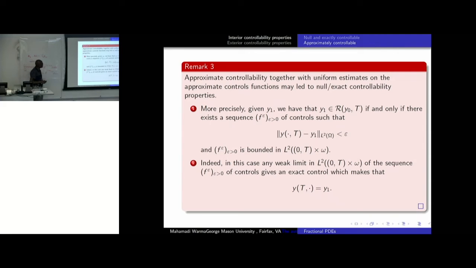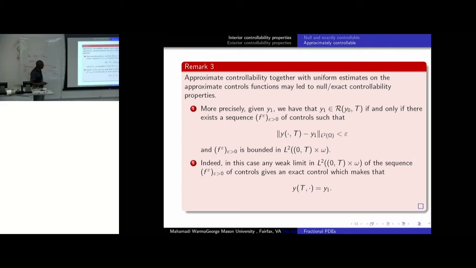Now, approximate controllability, together with a uniform estimate of the approximate control function, may lead to null or exact controllability. If you know that you have approximate controllability, and your approximate control function has a uniform estimate, you can get null or exact controllability, but that will clearly be difficult to get. But how do you do that?